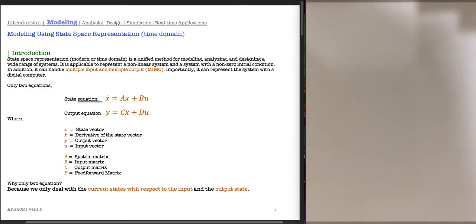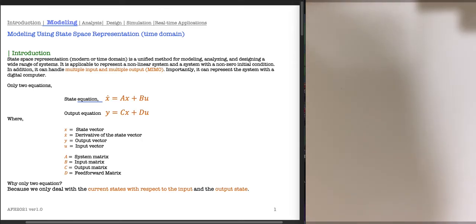In my previous lecture, we discussed how to model a system in the frequency domain, basically using Laplace transforms, where we transform a system from differential equations into transfer functions in the S domain. In this lecture, I will focus on how to model a control system using a state space representation, which is another method of representation.